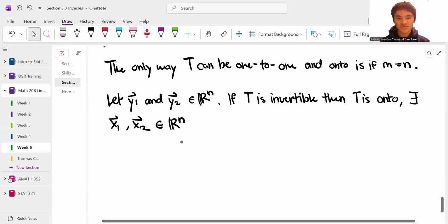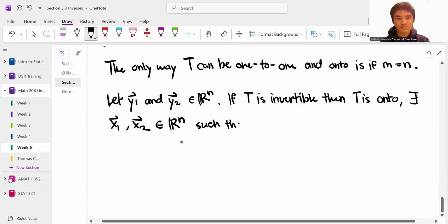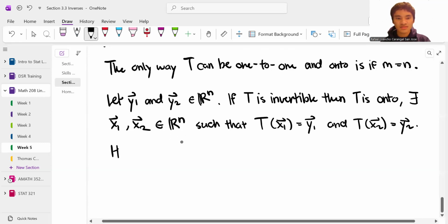All right, let me just complete this proof and we'll take a short break. So, right, we say there exist vectors x sub 1 and x sub 2 in Rn such that T of x sub 1 gives us this vector y sub 1, and vice versa, T of x sub 2 gives us this y sub 2. Hence, we have the following.